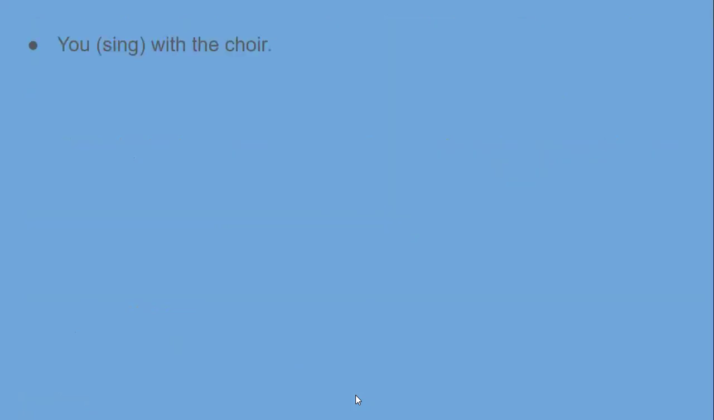Right, let's keep it going. Next up, you sing with the choir. Subject you, we use the verb to be are after the subject you. And we add an ing at the end of the verb. The correct sentence becomes, you are singing with the choir.